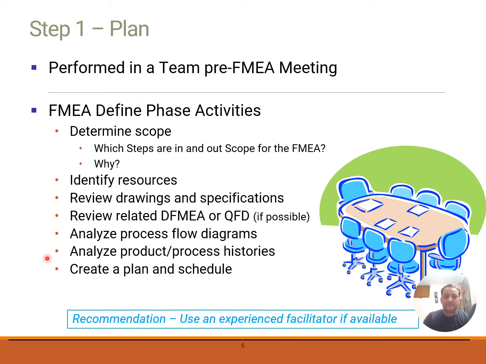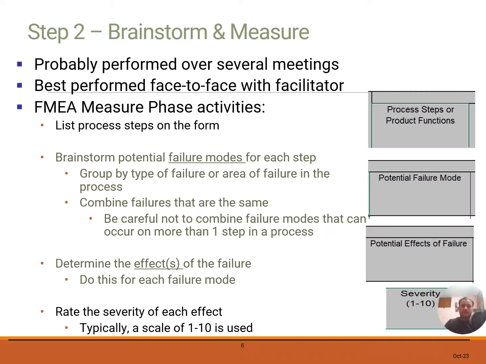Then we analyze the product histories, if there were certain changes made, what those revisions were, and then create a plan and a schedule. So plan is step 1 of FMEA, where we actually do the planning about the project team and the process on which we are going to conduct FMEA.